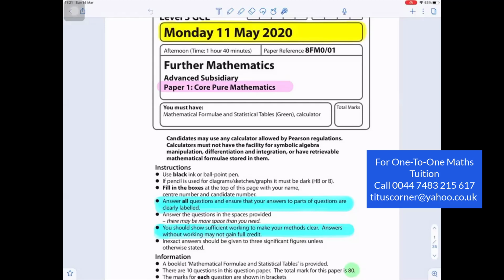Paper 1, Core Pure Mathematics, Advanced Subsidiary, 8FM0, Monday, 11 May 2020. Answer all questions and ensure that your answers to parts of questions are clearly labeled. You should show sufficient working to make your methods clear. Answers without working may not gain full credit. The total mark for this paper is 80.